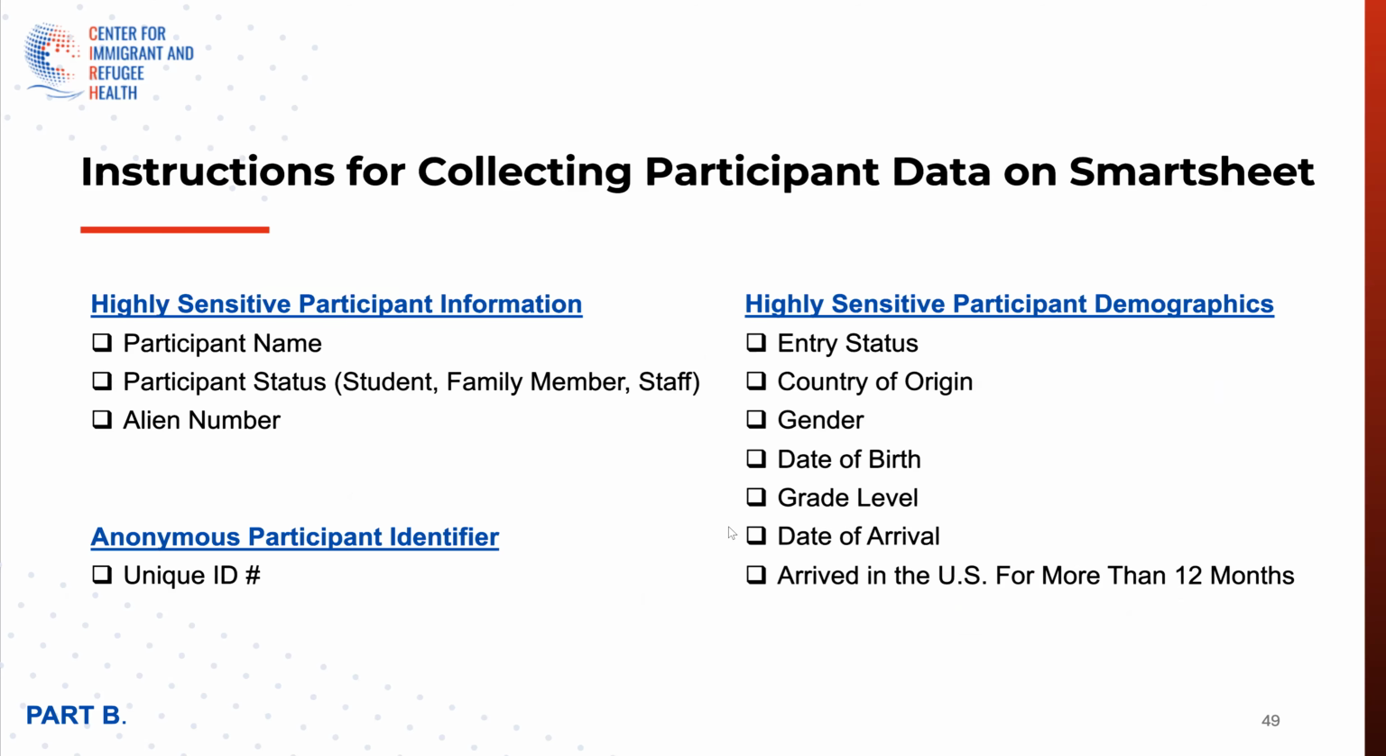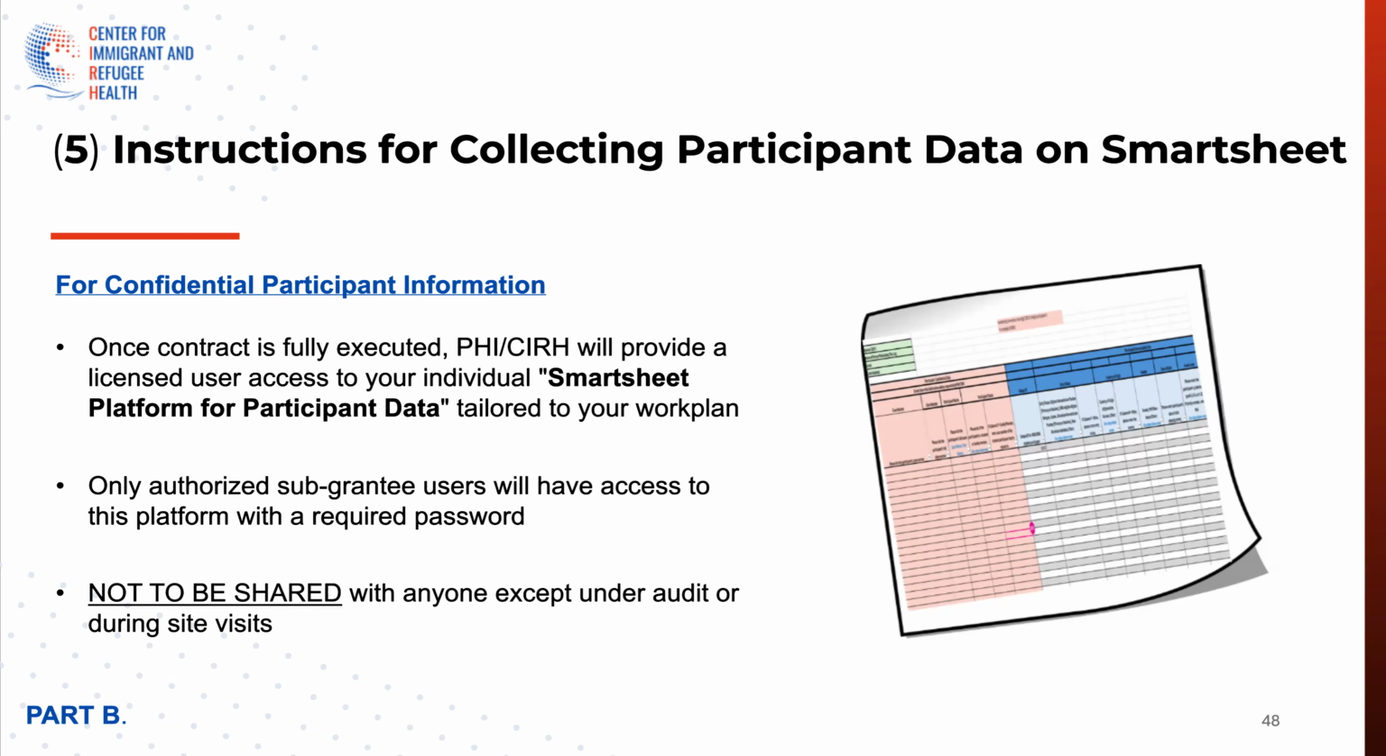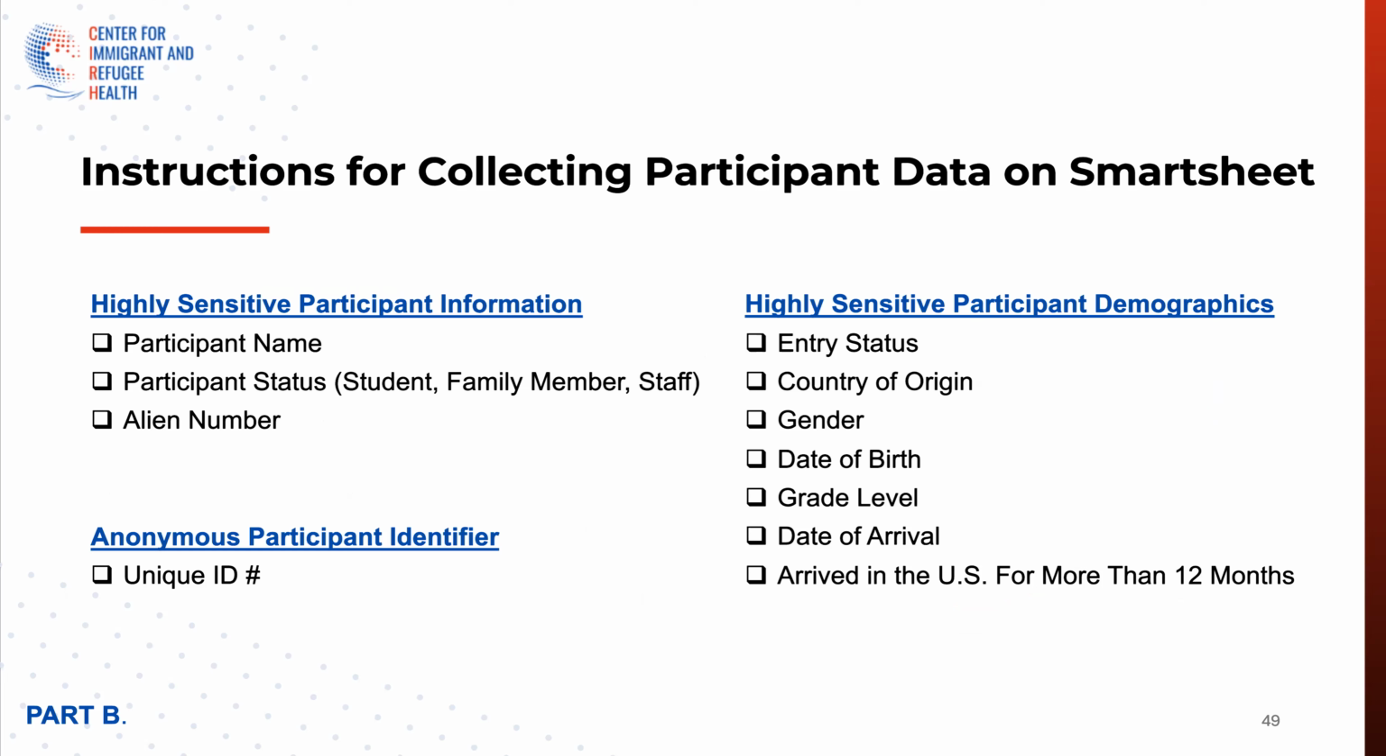I'm going to quickly go over what will be there, and then I want to do a live demonstration of what inputting that would look like so that it feels a bit more accessible once you get your access to the Smartsheet. Some of what you'll be collecting will be the participant name, their status, their alien number, and if you have any way to identify them, a unique ID that you give them, you can put that there as well. As you see, there's highly sensitive data, which is why we ask that you don't share this with anyone, such as their entry status, where they're from, their country of origin, their gender, their date of arrival, etc.